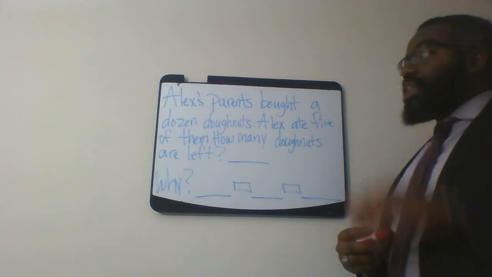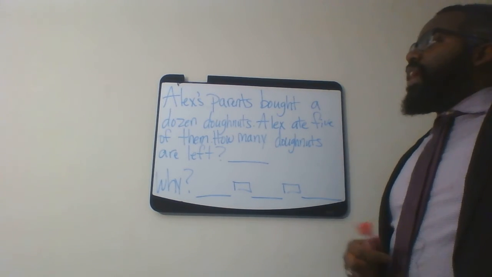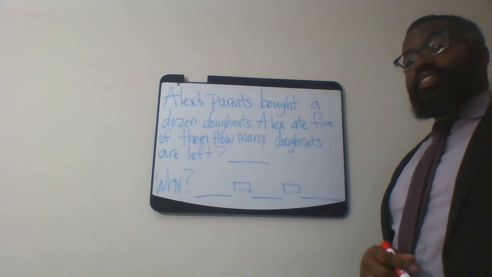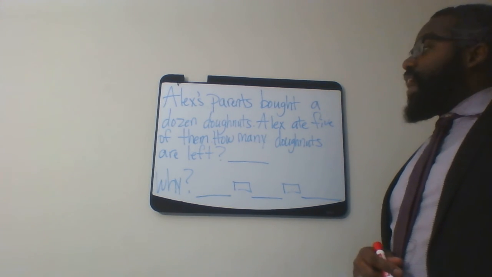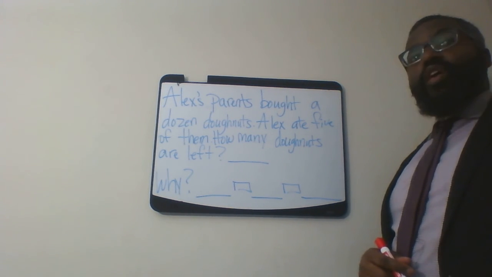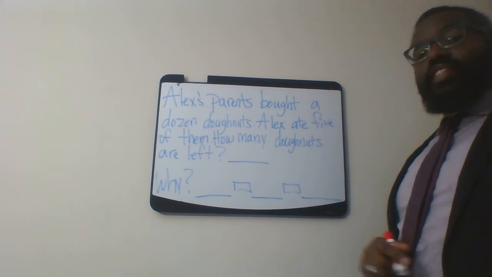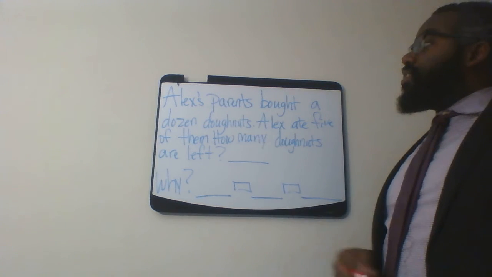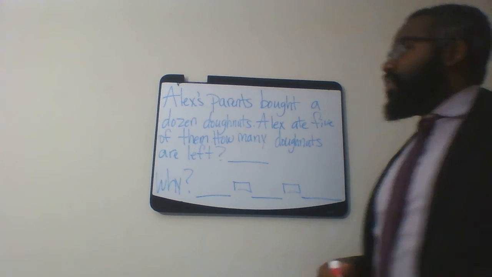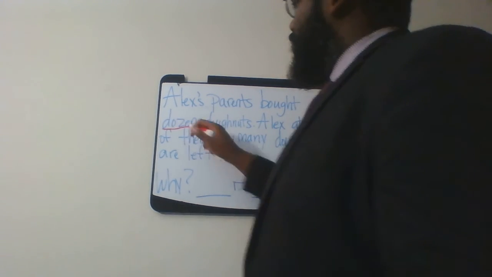Alright, let's get started on our next word problem with Alex. Alex's parents bought a dozen donuts. Alex ate 5 of them. How many donuts are left? So let's break down this problem. Let's go back over sentence number 1. It says Alex's parents bought a dozen donuts. So underline the number dozen.